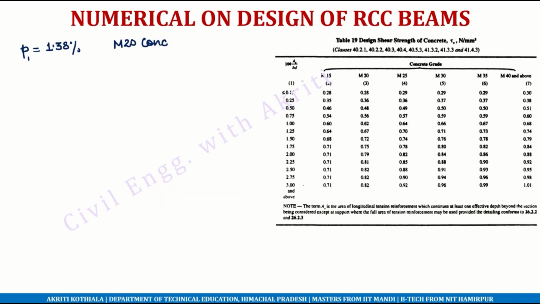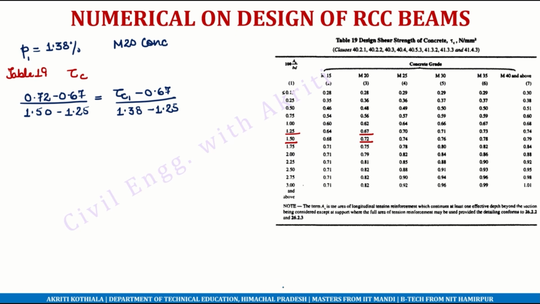So now we have the value of percentage of steel. From table 19, we can calculate the value of tau c. Let's see at table 19, the value falls between 1.25 and 1.50 for p, and we have M20 concrete. So these are the values of tau c. Interpolating these values corresponding to 1.38, we form the equation, and tau c1 calculates to be 0.696 Newton per mm square. So this is the value of the shear resistance given by concrete at the cutoff point.